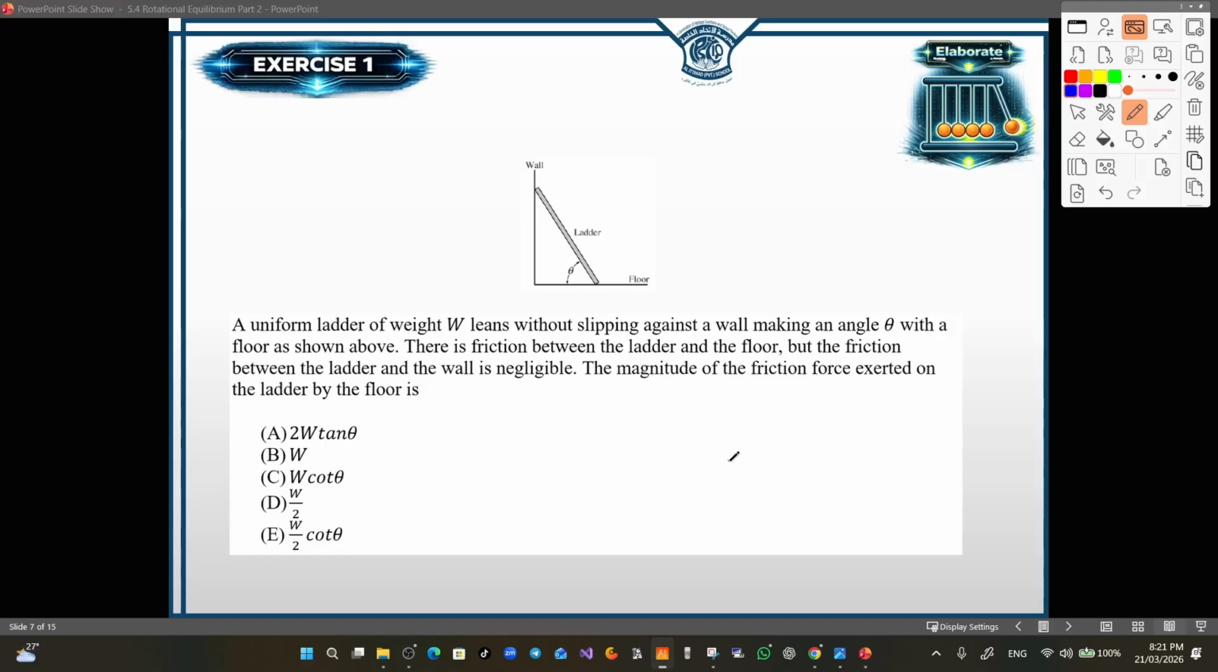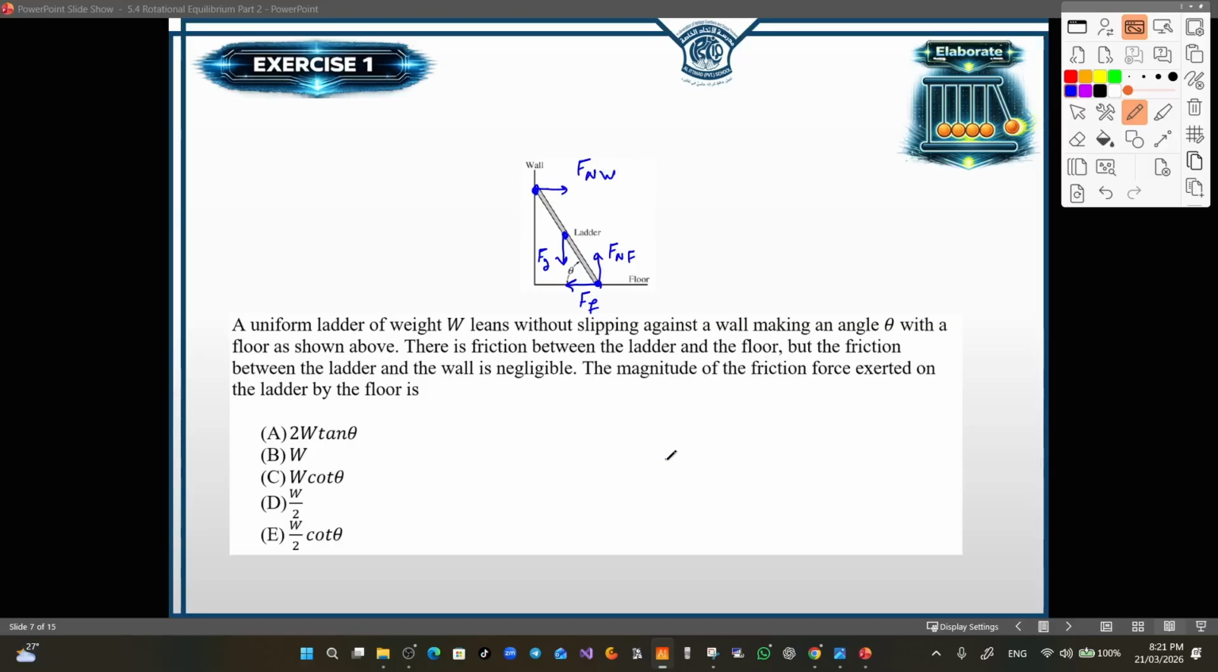Now, let me recall that this system is under equilibrium, which means it has translational equilibrium and rotational equilibrium. So for the translational equilibrium, let me state the forces acting on the object first. The first force is the force of gravity of the ladder. The second force is the normal push by the floor, and the friction force, and the normal push at the point of contact between the wall and the ladder.